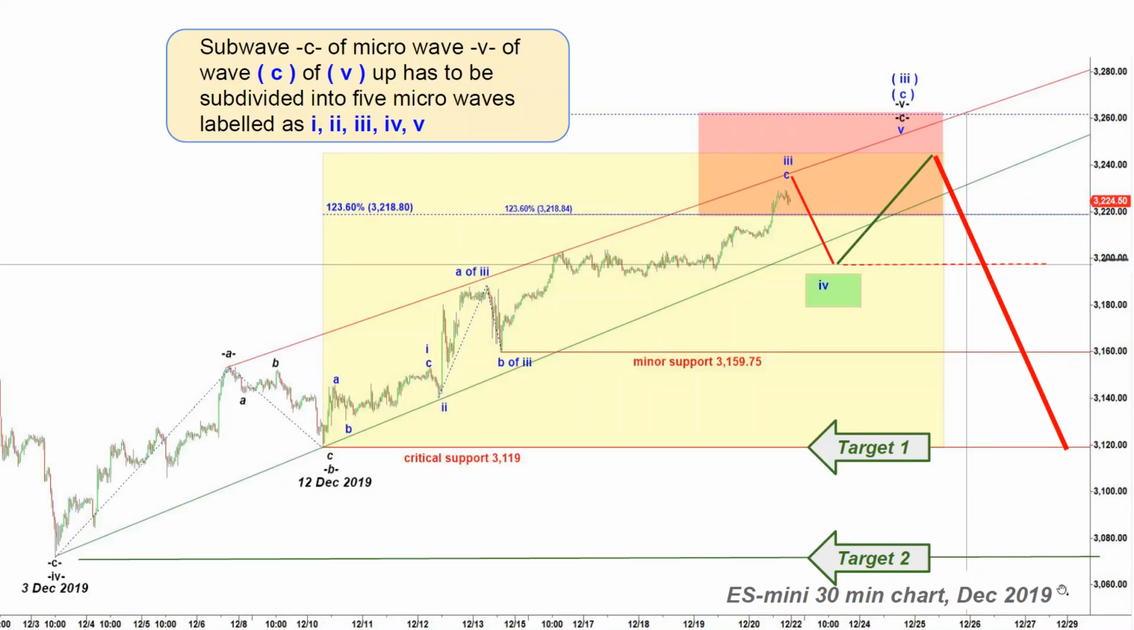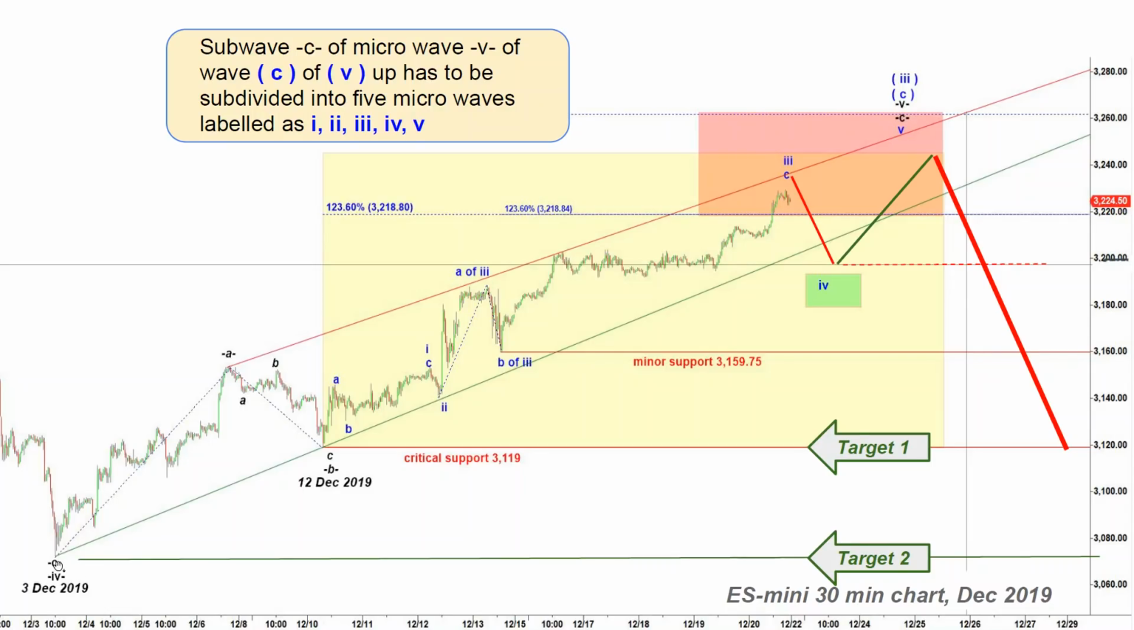And on that chart of ES mini, I've shown you several support levels. Normally, when a rally gets completed, the first main target becomes to retest wave 4 of a lower degree.